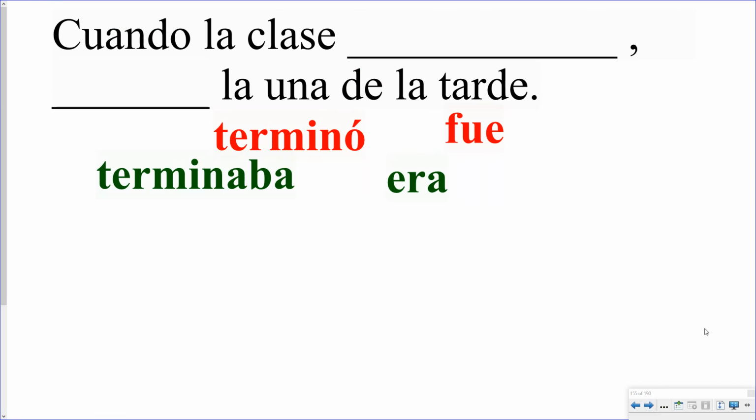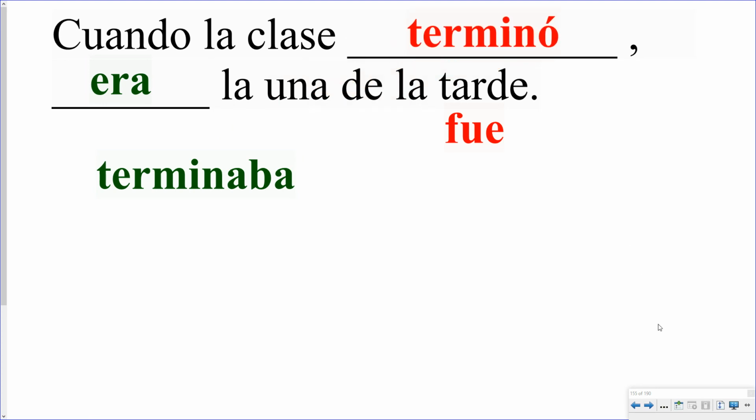Cuando la clase, la 1 de la tarde. When the class ended, it was 1 o'clock in the afternoon. I personally think doing the 1 o'clock part is easier. Telling time, we have to use imperfecto. Era la 1. When the class ended. Okay, if I'm talking about my day, how many times can class end at 1 o'clock? Just the one time. So I'm going to use the preterite for that one. Terminó. Cuando la clase terminó, era la 1 de la tarde.